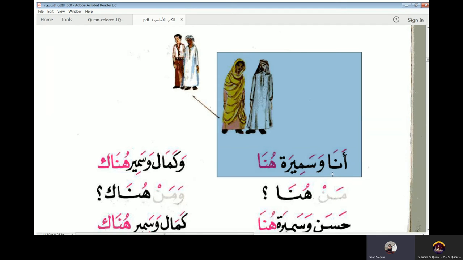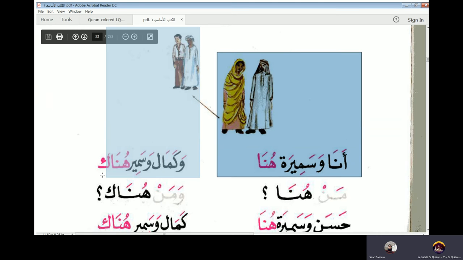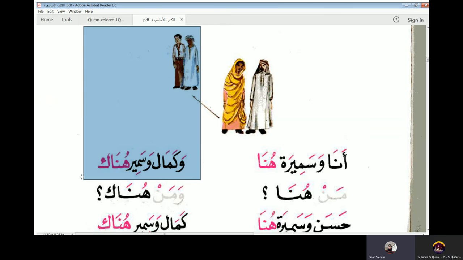Then read this. Ana wa Samira huna. I and Samira are here. Next. Wa Kamal wa Samir hunaka. Kamal and Samir are there. Good.